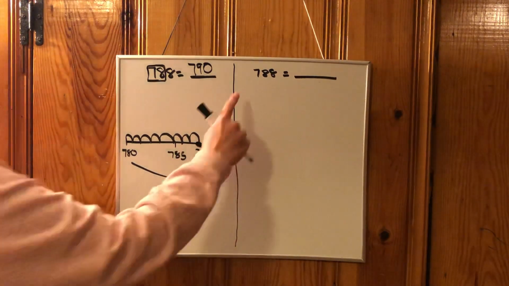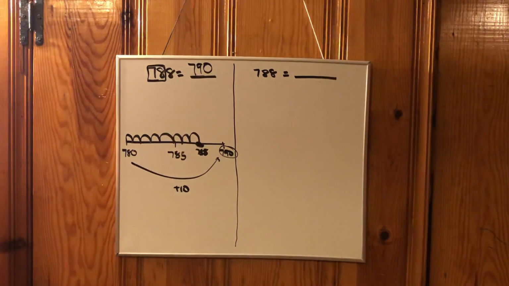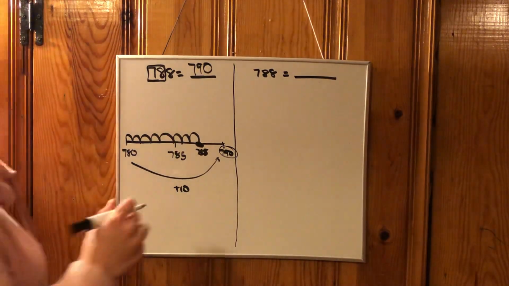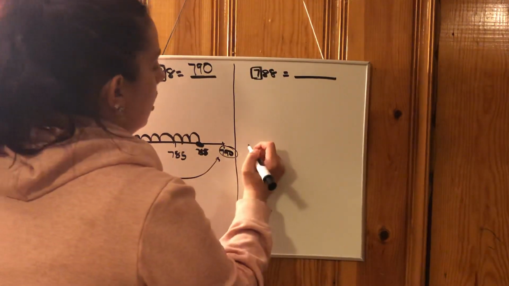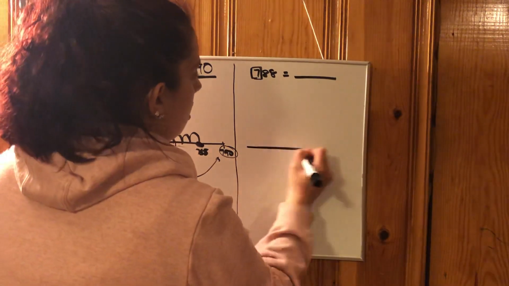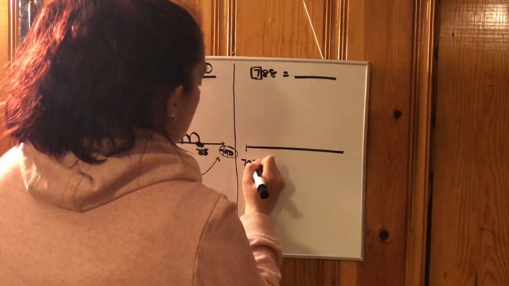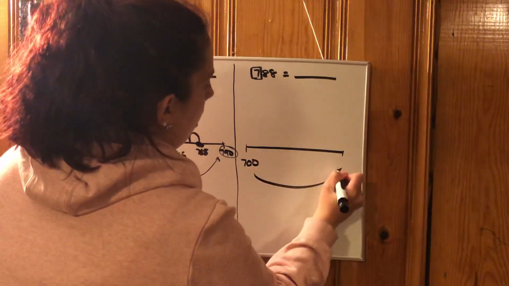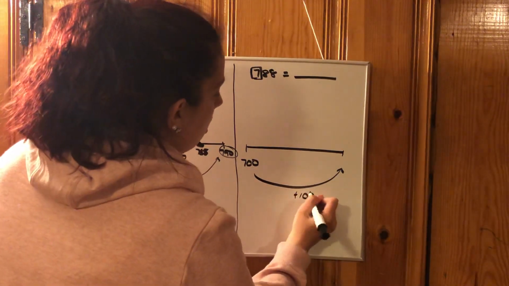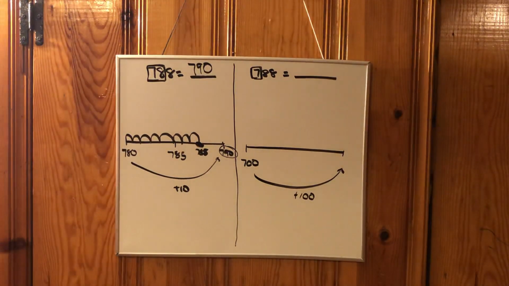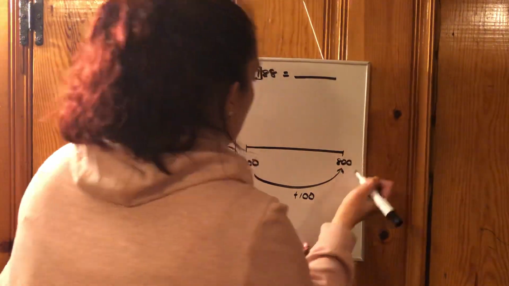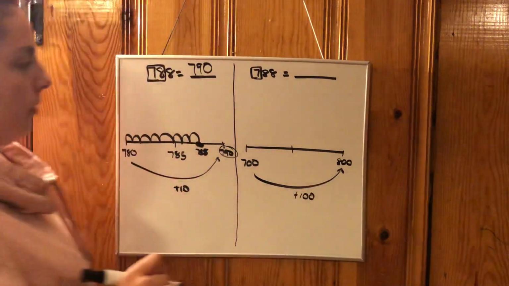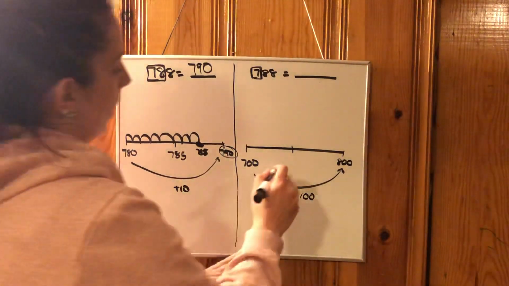All right, now we're going to take that same 788 and round it to the nearest 100 this time. Since we're rounding to the nearest 100, we only have to look at the hundreds place. 7 hundreds equals 700. That is my first benchmark. Since I'm rounding to the nearest 100, I'm adding 100. 700 plus 100 is 800. What's the midpoint? What comes in the middle? 750. Okay.